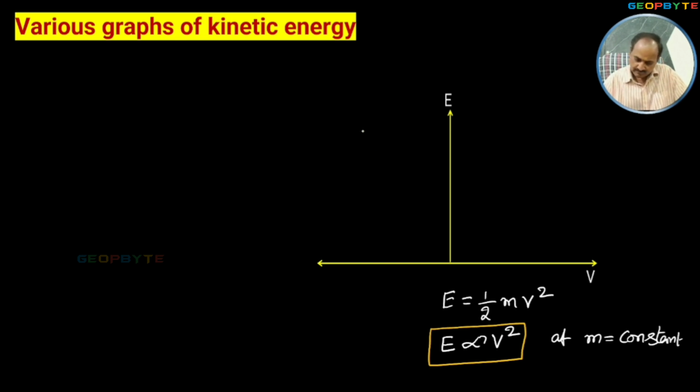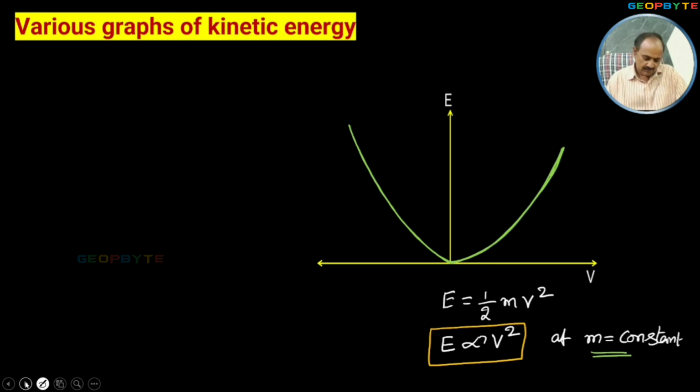That graph I can mark like this. That is how the kinetic energy and velocity of the particle is varying parabolically. It is symmetrical about the energy axis or vertical axis. Okay. It is at constant mass.